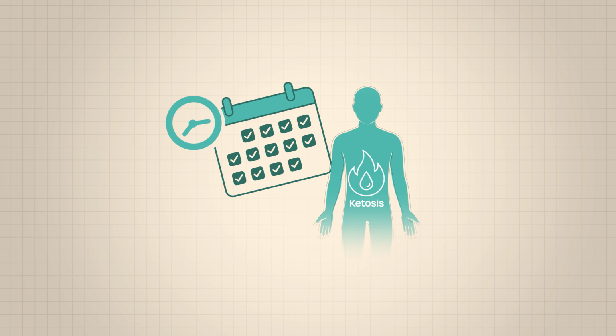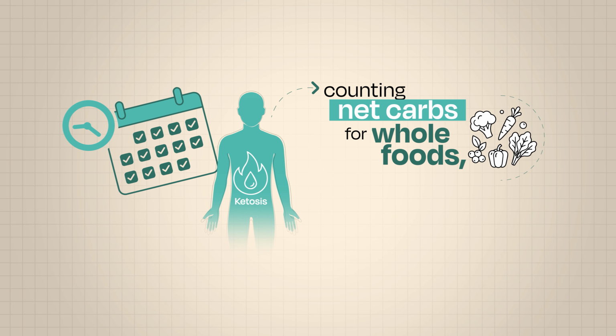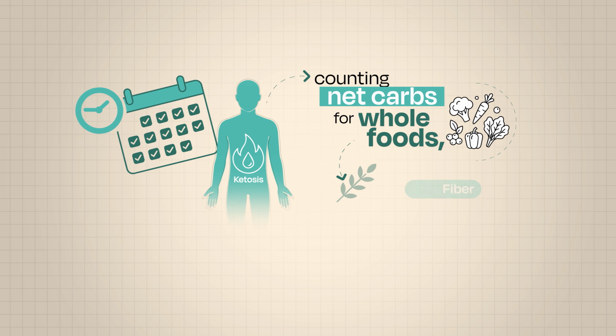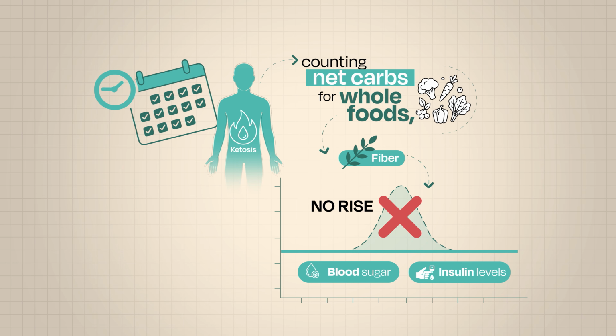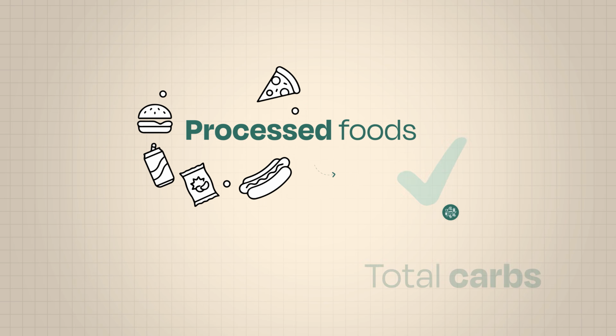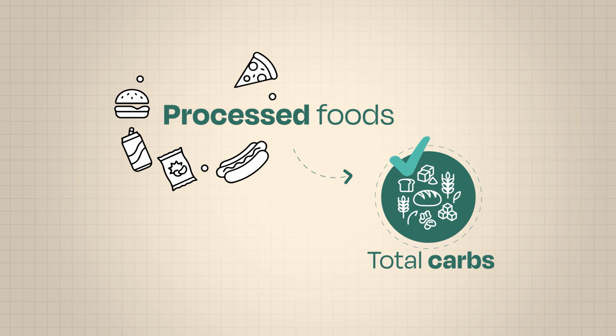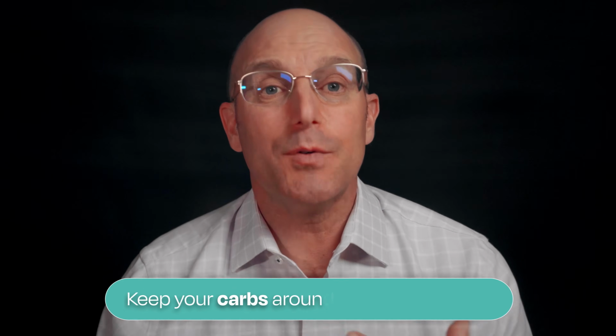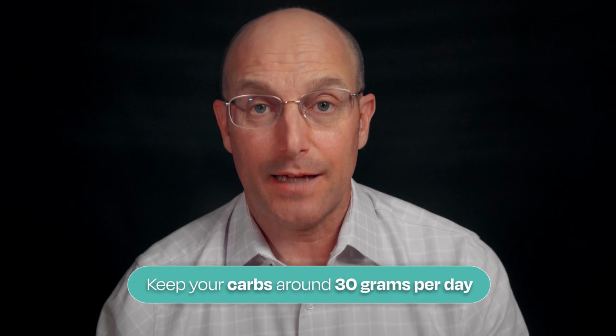After the first few weeks or months of ketosis, many people will transition to counting net carbs for whole foods because whole food fiber doesn't significantly raise blood sugar or insulin levels. However, with processed foods, it's often safer to stick with total carbs since labels and fiber claims can be misleading. And if all that's confusing or seems like a hassle, then you can just stick with total carbs across the board. So the first rule is simple. Keep your carbs around 30 grams per day. Okay, knowing there's variation from person to person, but that'll get just about everybody into ketosis.